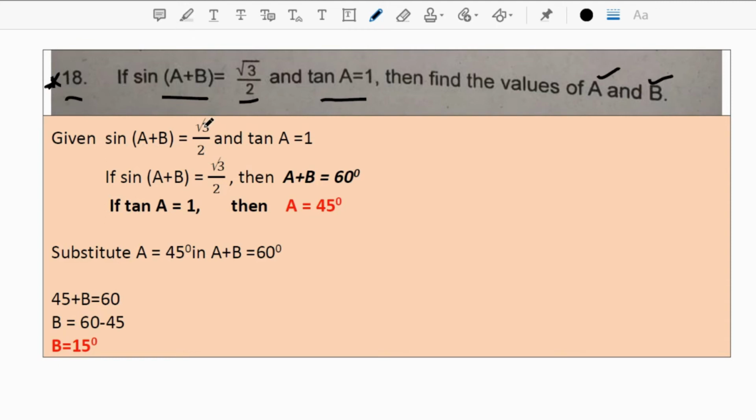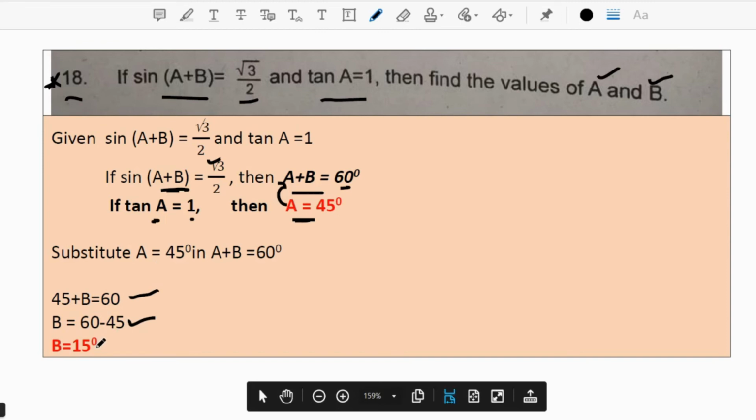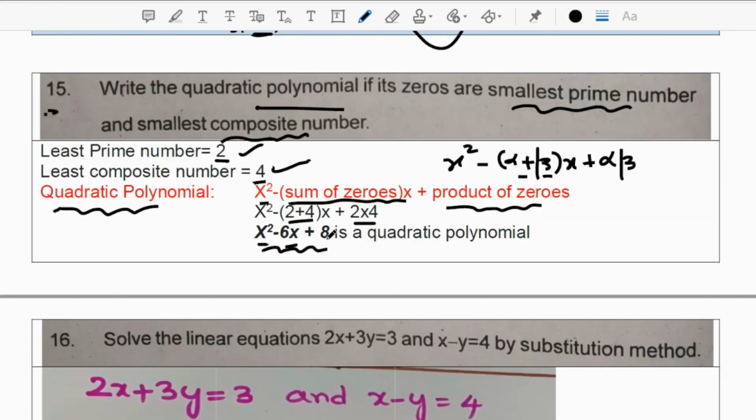If sin(A plus B) is root 3 by 2, A plus B will be 60 degrees, because sin 60 degrees is root 3 by 2. So the angle A plus B will be 60 degrees. Tan 45 degrees is 1, therefore the A value will be 45 degrees. We will replace this A in this equation. So 45 plus B is equal to 60, B is equal to 60 minus 45, which is 15.